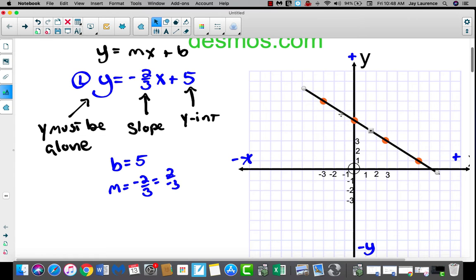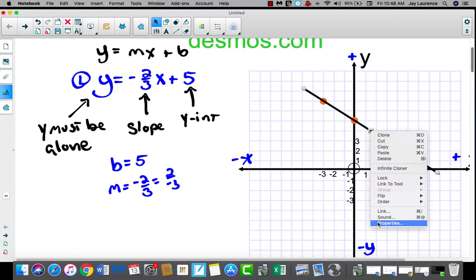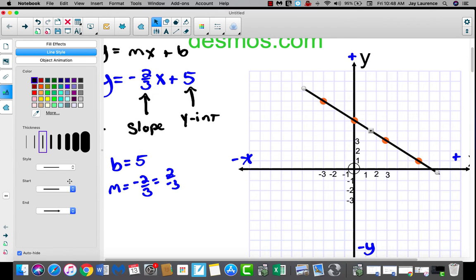Now remember, how many points are on that line? There's not 4. No, there's an infinite number of points on that line. I'm just showing 4 of them.